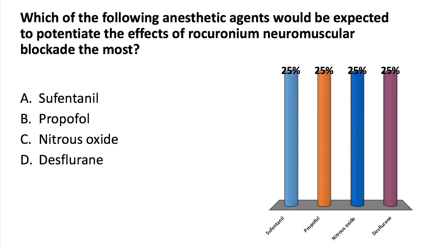So let's finish up here with one question. Which of the following anesthetic agents would be expected to potentiate the effects of rocuronium neuromuscular blockade the most? Would it be an opioid, an intravenous induction agent, propofol, nitrous oxide, or desflurane? It would be desflurane. The volatile anesthetics potentiate neuromuscular blockade the most.